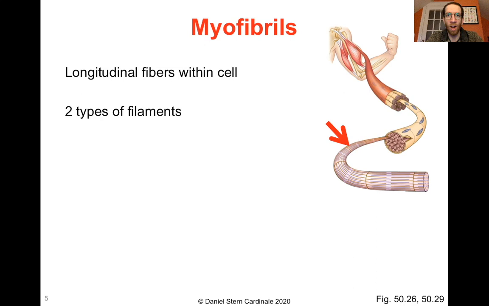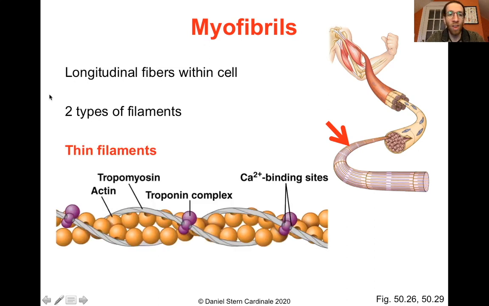Within muscle cells, so we have the muscle, we have muscle fibers, the cells, and then within those cells we have these long filaments called myofibrils. These are long longitudinal fibers, structures within muscle cells that are made of two types of filaments. The first are called thin filaments, named because they're thinner than the other one. The thin filaments have a number of components, and this figure shows the structure of the thin filaments.